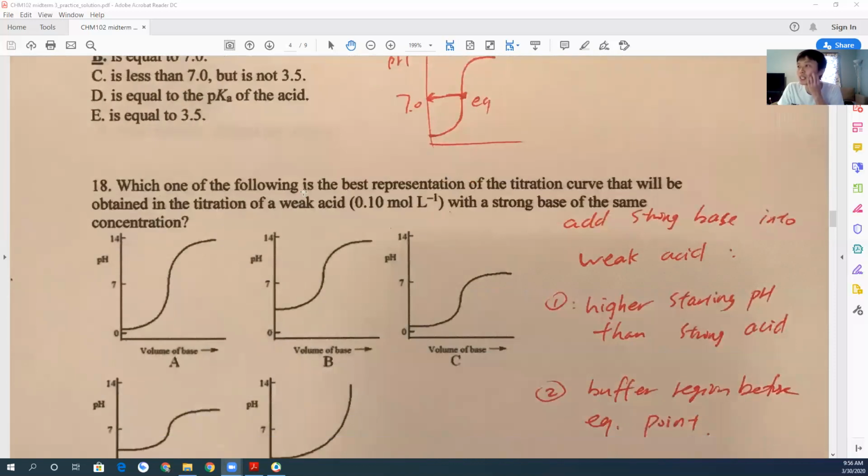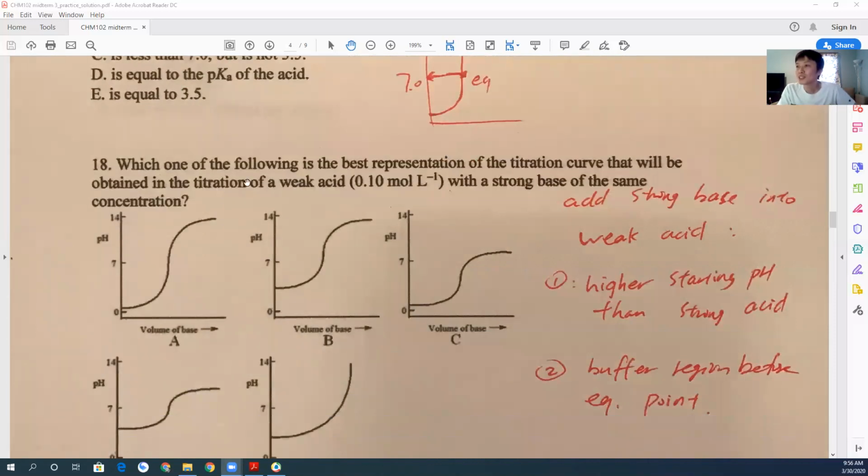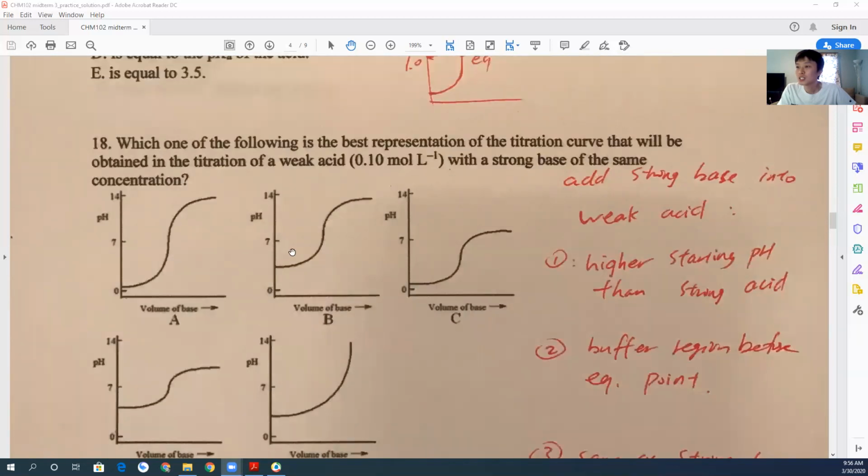Right, so number 18. We already explained that in the previous problem. This curve represents the titration of a weak acid with a strong base, so the answer will be B.